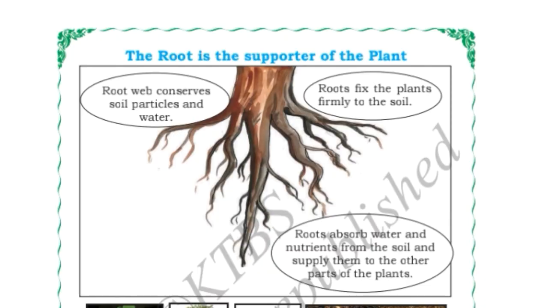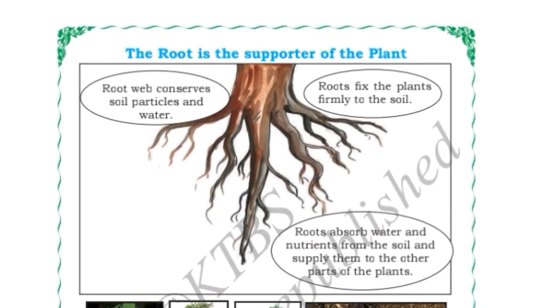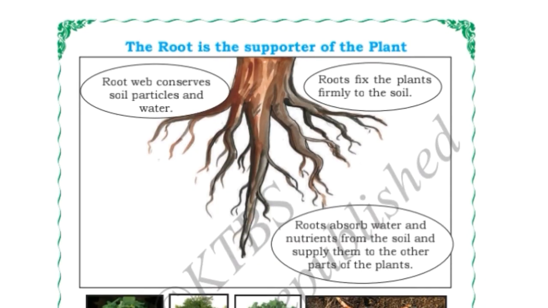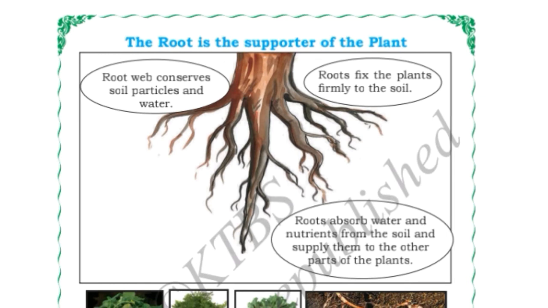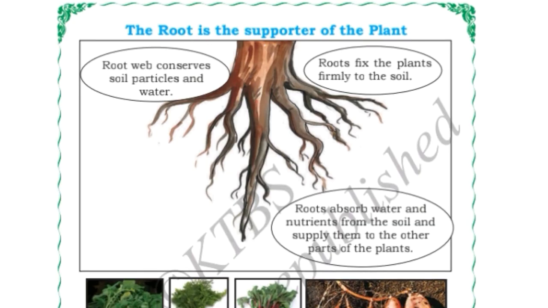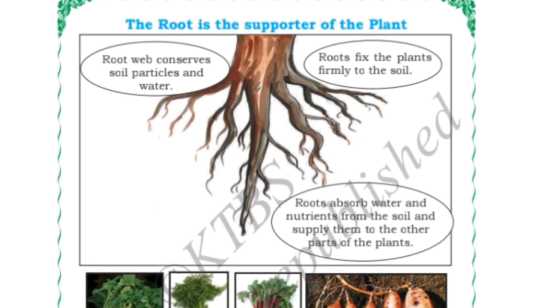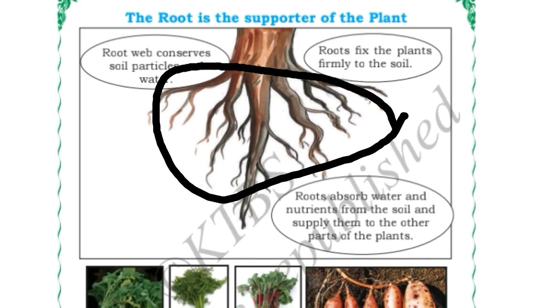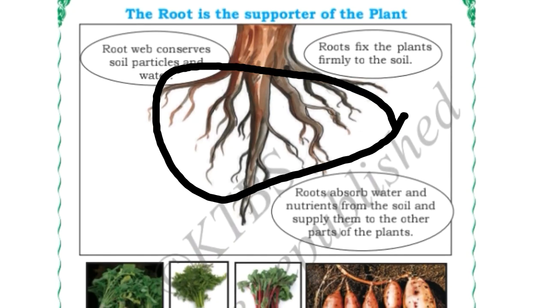Okay, next. See here, children, the picture of a root is there. I hope mostly you all have seen the root of a plant, right? Root is the supporter of the plant. Root web. What is a web? See here, this one you can see, no? This is a root web.